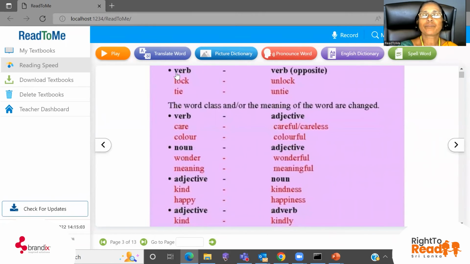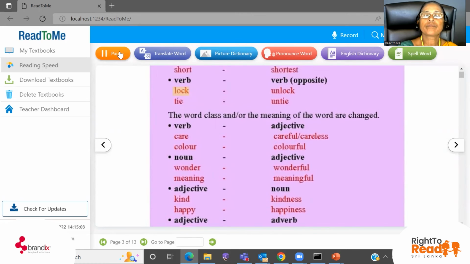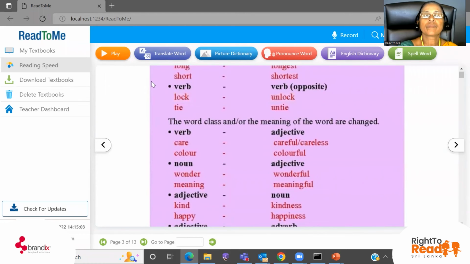Then we'll see these words. Listen to this word. Lock, unlock. You can lock the gate. Then we add un, unlock, to make it opposite. Yes, early in the morning you unlock the gate. What has happened to the word class? Same. Lock, unlock.